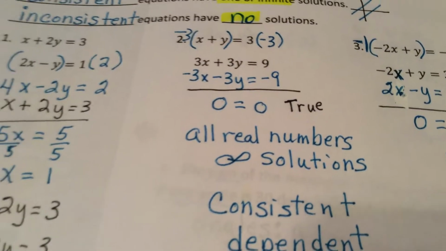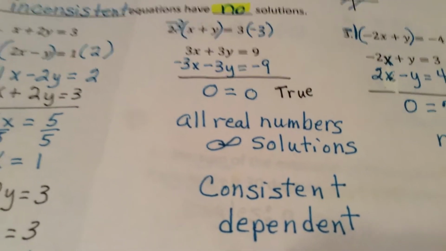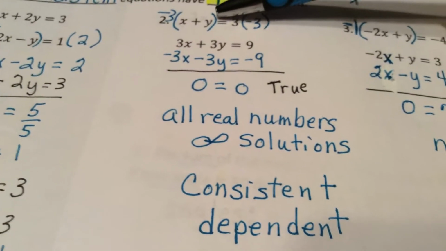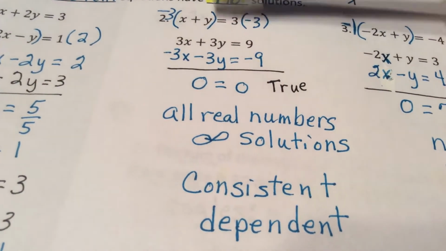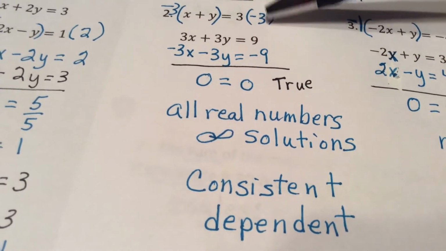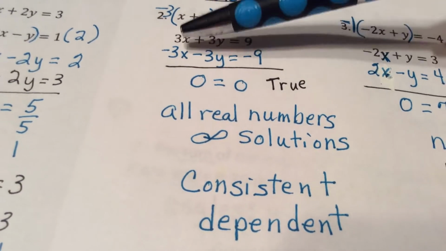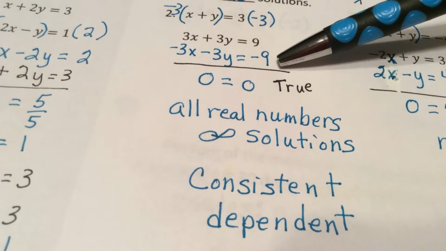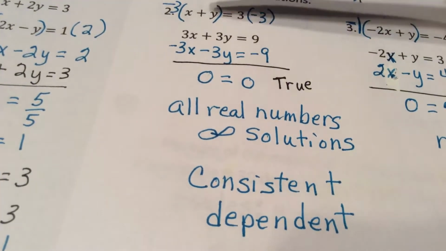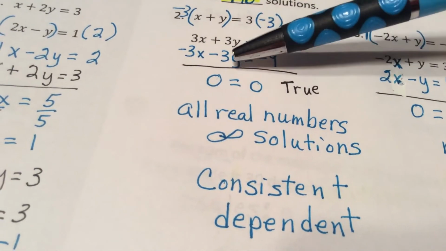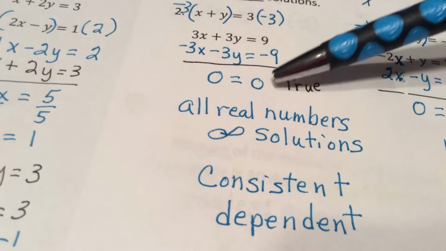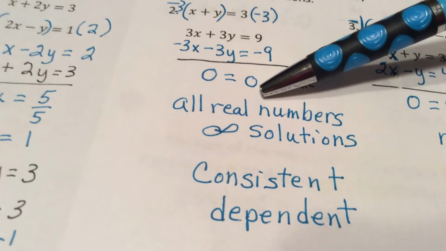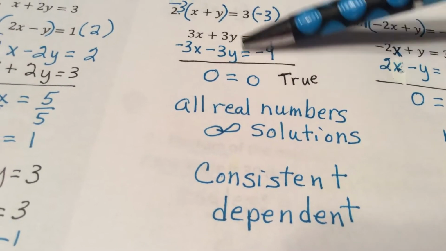On the next equation, we have x plus y. We could do this by substitution, but I chose to do it by elimination, multiplying everything in here by negative 3. So I get negative 3x minus 3y equals negative 9. Now 3 minus 3 is 0. 3 minus 3 is 0. 9 minus 9 is 0. We get 0 equals 0. All of our x's and y's disappeared.